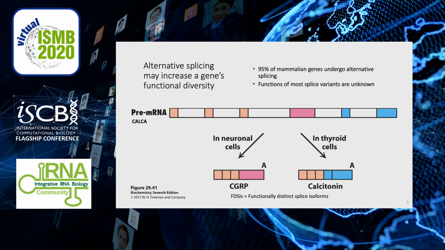Because CALCA is a gene with two or more necessary splice variants, we define this as a gene with functionally distinct splice isoforms, or FDSIs. Now, CALCA is a great example of a gene with FDSIs, but we don't know very many cases like it. Even though 95% of the mammalian genome undergoes alternative splicing, the functional consequences of most remain unknown.